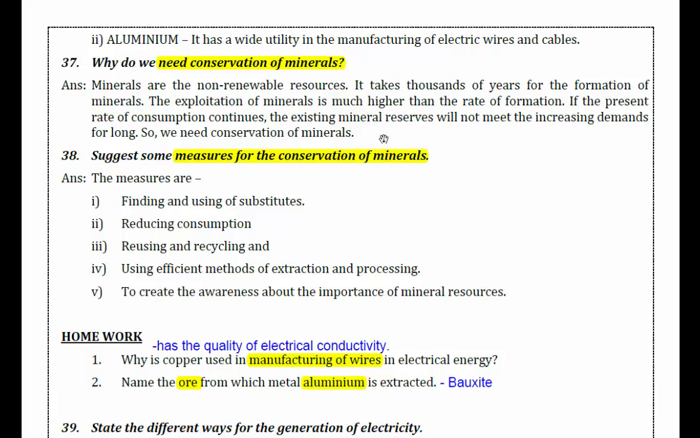Okay, some measures for the conservation of minerals. The first one is the need for conservation. Next one is measures, what to do, how to conserve minerals. Finding and using substitutes. Instead of using minerals, coal, we can use solar. Reducing consumption, reusing and recycling, using efficient methods of extraction and processing, and creating awareness about the importance of mineral resources. Let's go to the next one.